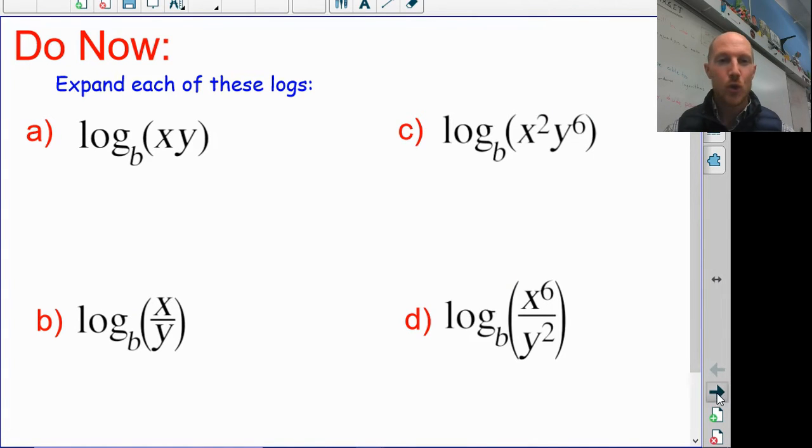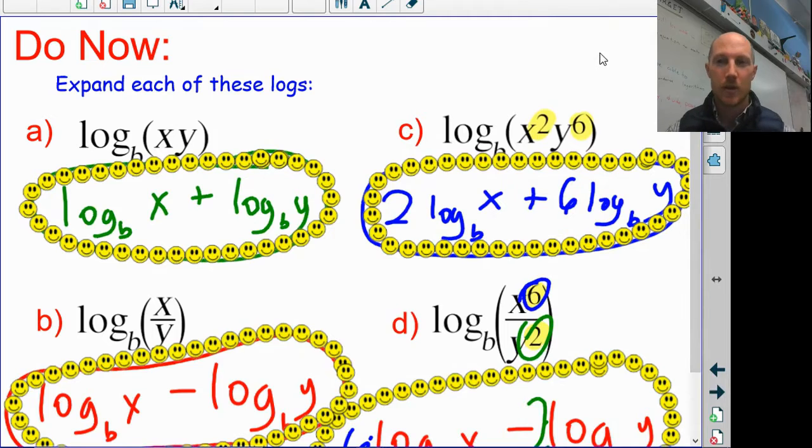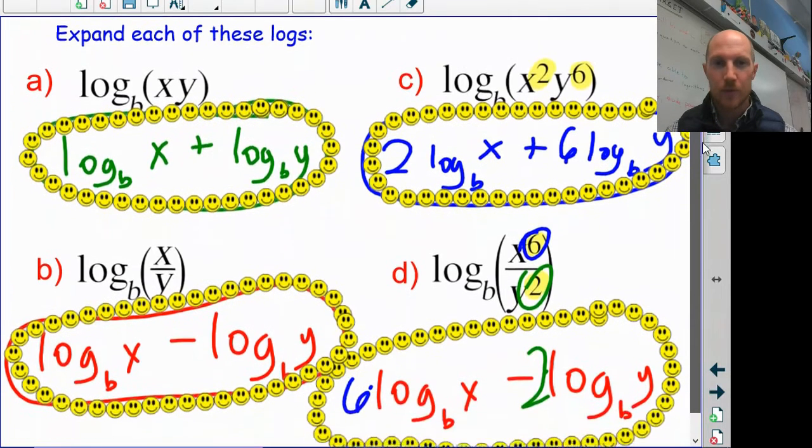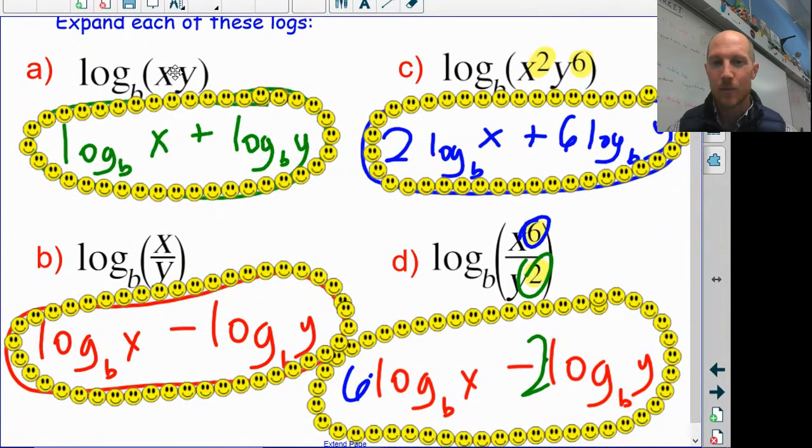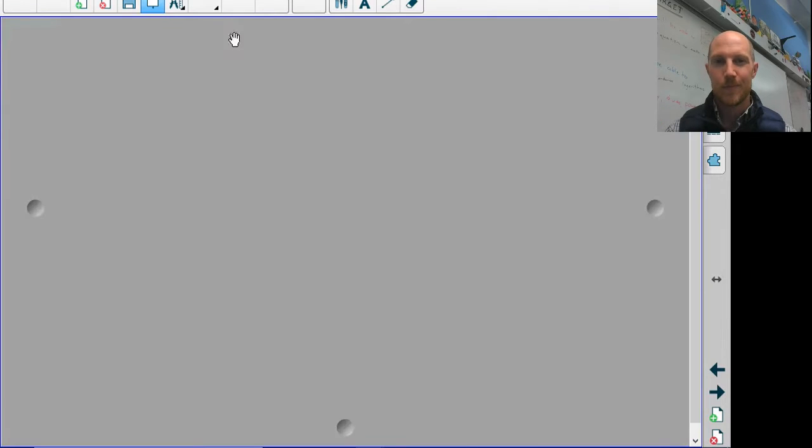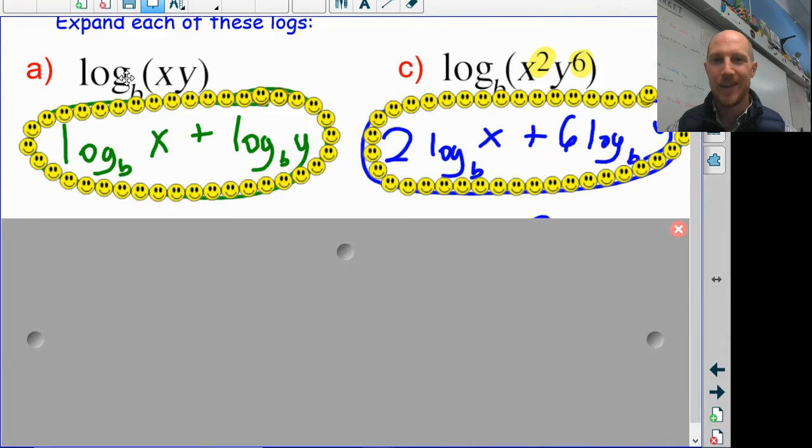All right. Hey, so we'll expand those. Scroll down here so we can actually read all of them. So for A, it's multiplication, just break it apart into adding. B, it was division, so we break that apart into subtracting the two separate logs. And for C, pretty similar to A with the addition of some exponents. So the 2, that exponent gets multiplied times log base b of x, and the 6 gets multiplied onto the log base b of y.